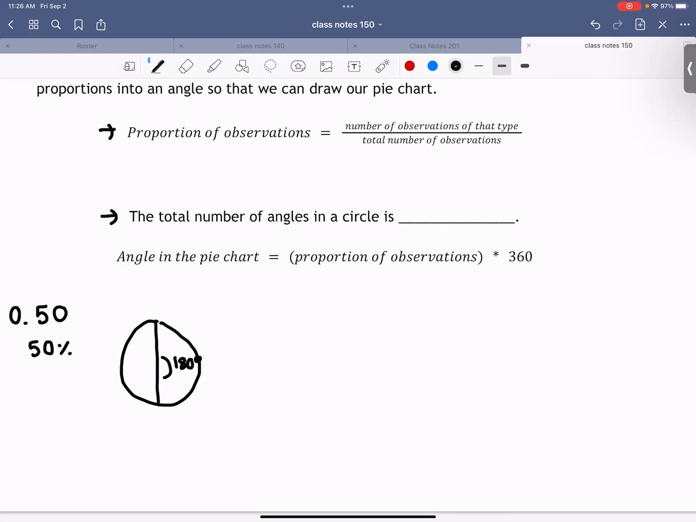So there's some sort of translation we have to do between the percentage that we have and the angle in the circle that we actually want to draw, okay? Somehow 50 turned into 180, okay?